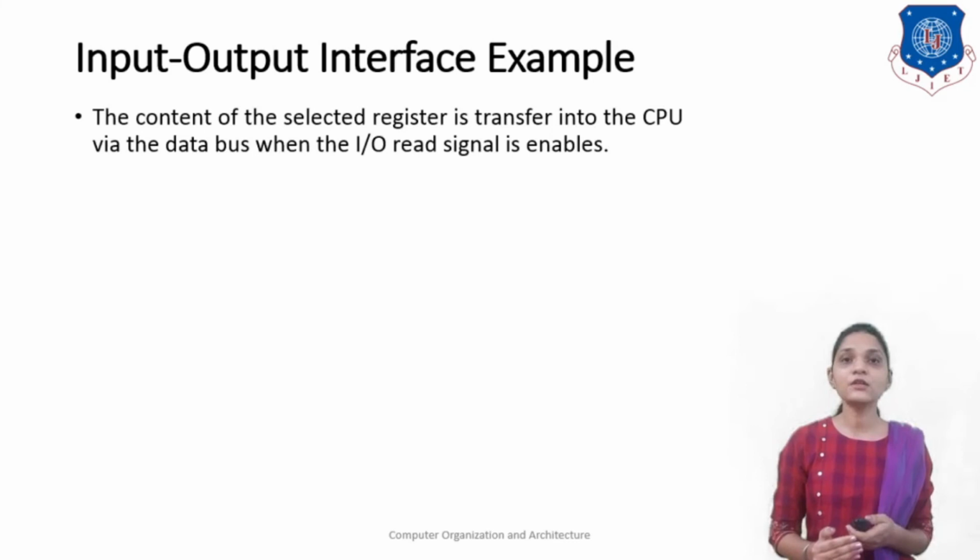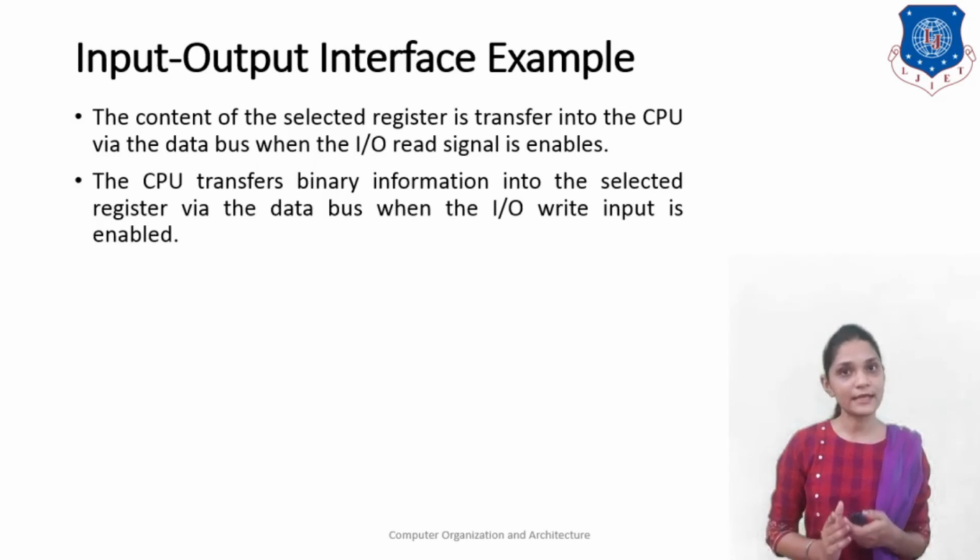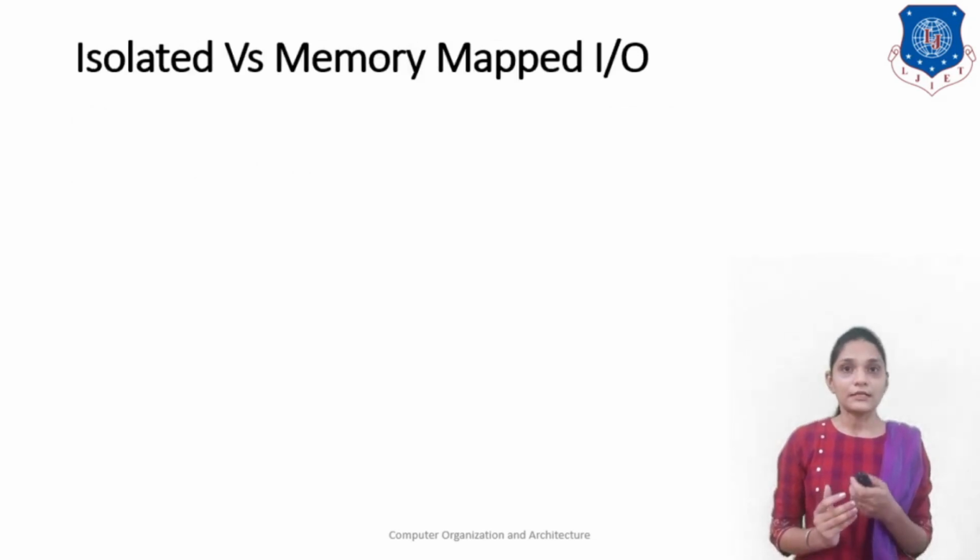Here the content of the selected register is transferred into the CPU via the data bus when this IO read signal is enabled. And the CPU transfers the binary information into the selected register via the data bus when the IO write input is enabled. Next, we will see the isolated or memory mapped IO.